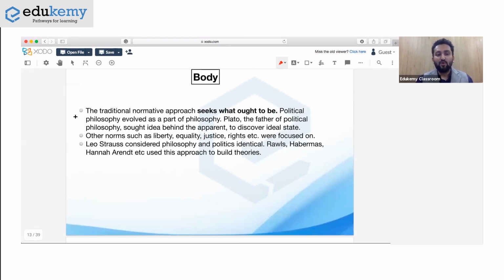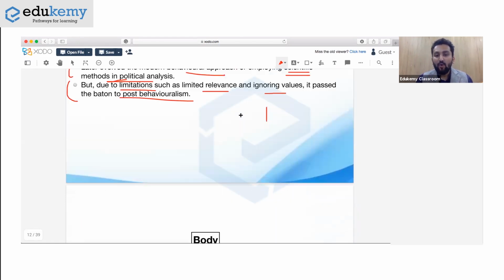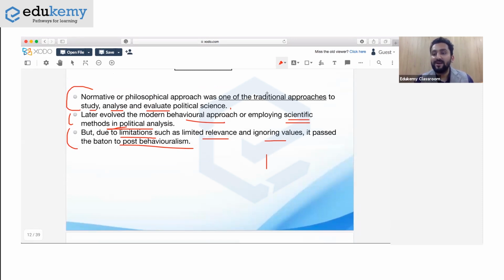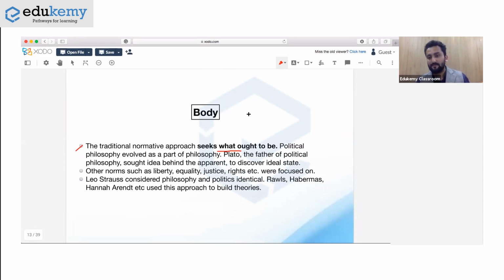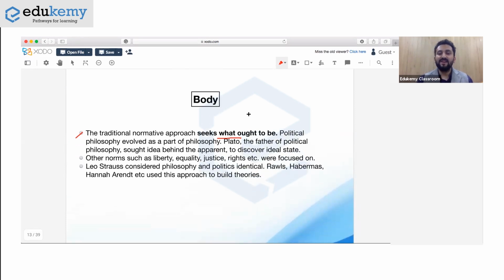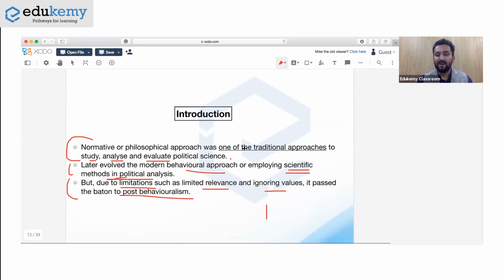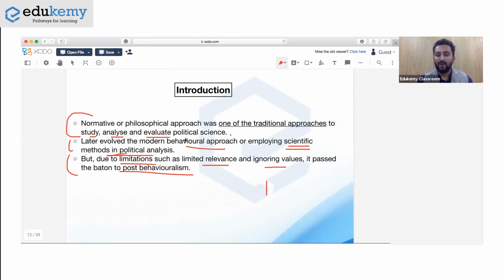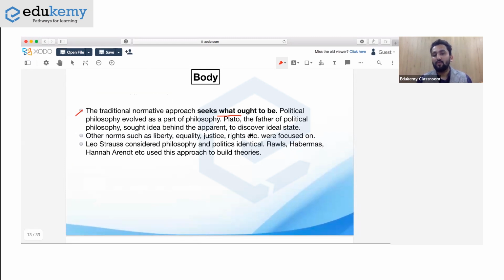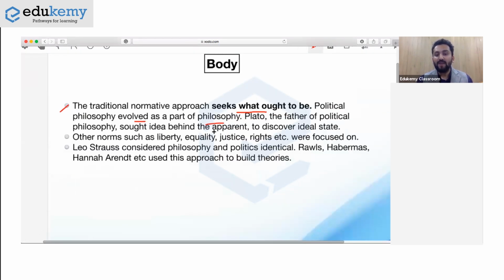Now, in the body part, we can say that the traditional normative approach seeks what ought to be. And keep in mind, whatever words you have used in the introduction should not be repeated when you say discuss. Otherwise, for the evaluator, it is a redundancy error, because you have already used the words philosophical approach, traditional approach, study, analyze, evaluate. Here you are going to expand on that. What ought to be? Political philosophy evolved as a part of philosophy. Plato, the father of political philosophy, I've already told you, sought the idea behind the apparent to discover the ideal state.